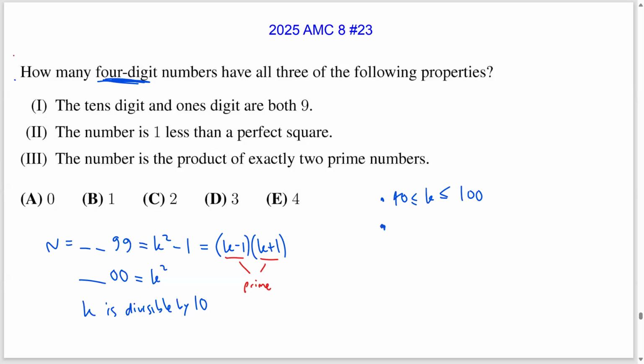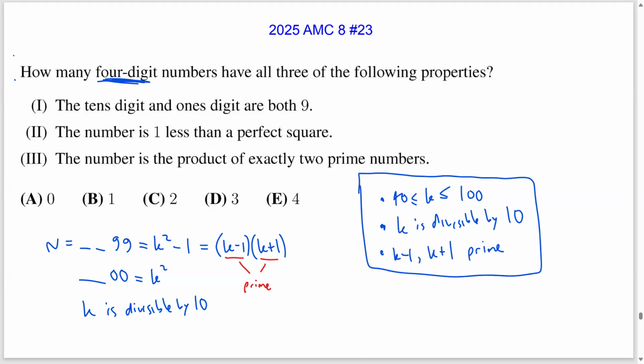So we just need to test how many values of k are there such that 40 is less than or equal to k, less than or equal to 100, k is divisible by 10, and lastly, k minus 1 and k plus 1 are both prime. So we can go through each of the choices from 40, 50, 60 up to 100. And it turns out the only possible value for k is going to be k equals 60, because 59 and 61 are both prime. None of the other candidate choices for k work.